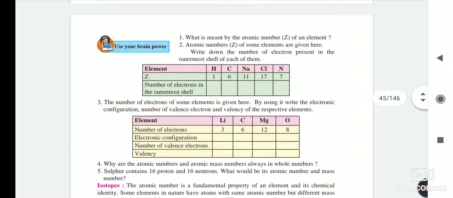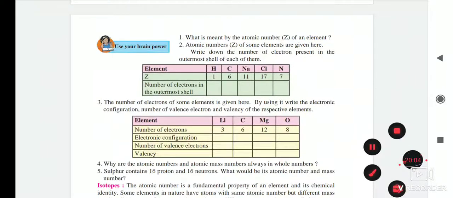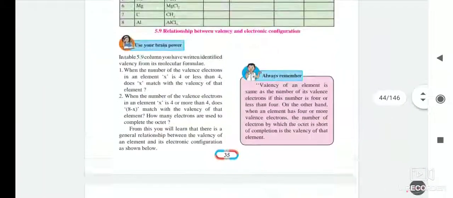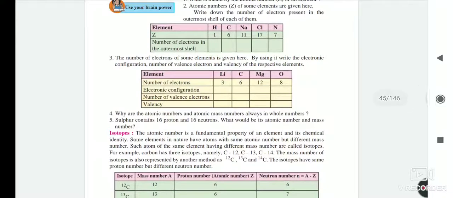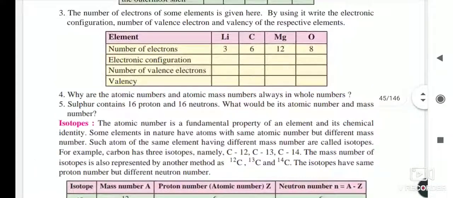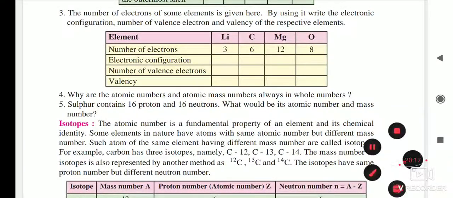The remaining part of the lesson we will see tomorrow. So today we will stop here only. All of you complete these activities that we have completed today, because it is important. If this base is perfect, you will not face any kind of problem in future classes. Okay, thank you.